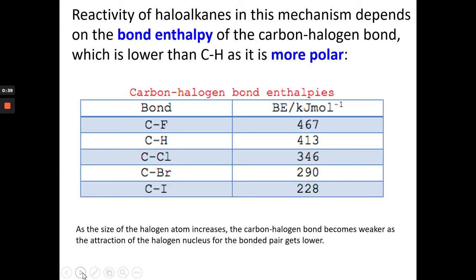So finally, the reactivity is determined by the bond enthalpy of the carbon-halogen bond, which, as you can see, is lower than the carbon-hydrogen bond. This also means it's more polar, so for both those reasons, the carbon-halogen bond is vulnerable to attack by incoming nucleophiles. So as the size of the halogen atom increases, the carbon-halogen bond becomes weaker because the attraction of the halogen nucleus from the bonded pair gets lower.